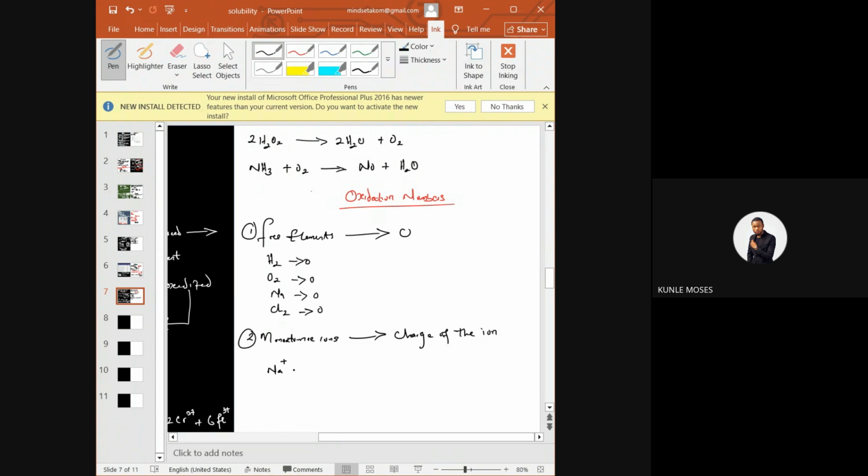It simply means the oxidation number is +1, isn't it? Mg2 plus simply means the oxidation number is +2. They get it. O2 minus simply means the oxidation number is -2. So you don't need any calculation for this. It is straightforward.